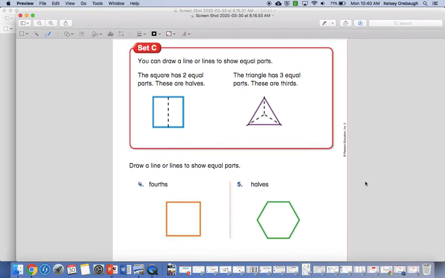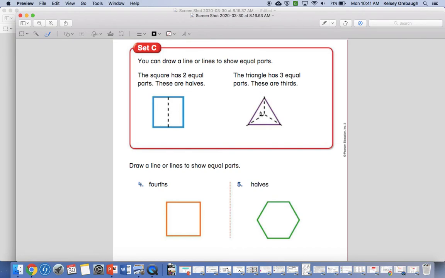Set C says you can draw a line or lines to show equal parts. What does equal mean? Equal means the same as, okay? So if the parts within a shape are equal, that means they're the same size. This square has 2 equal parts. 2 equal parts are called halves. If you split something up equally between you and someone else, you each have a half. Halves, okay? 1, 2 equal parts, halves.